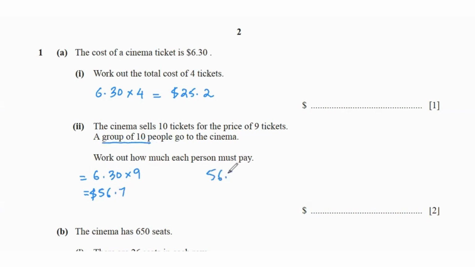Now to find the cost that each person pays from the group of 10 people, we will divide this cost by 10. Once again, the question says that the cinema sells 10 tickets for the price of 9 tickets. So first we find the price of 9 tickets and then we divide that by 10 to see how much each person is paying in that group of 10 people. So 56.7 divided by 10 is 5.67. That is your answer.